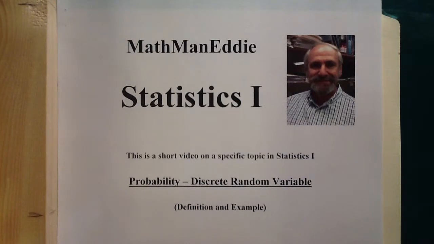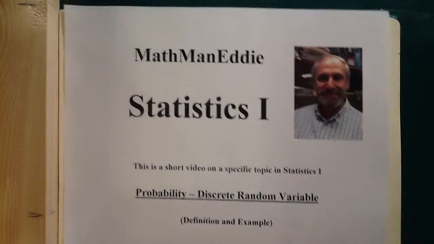This is Math Man Eddie, back with another topic from a standard Statistics 1 course. In this video, we're looking at a topic which is called discrete random variables. Let's take a look at the definition of a discrete random variable, and then we'll do a few examples.